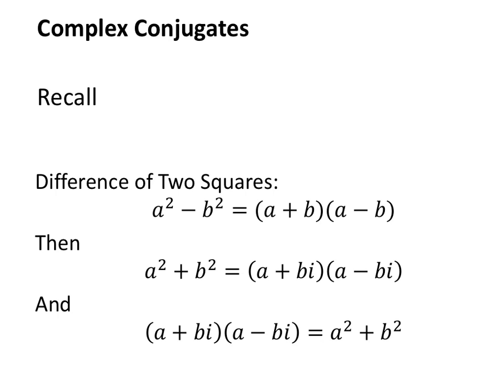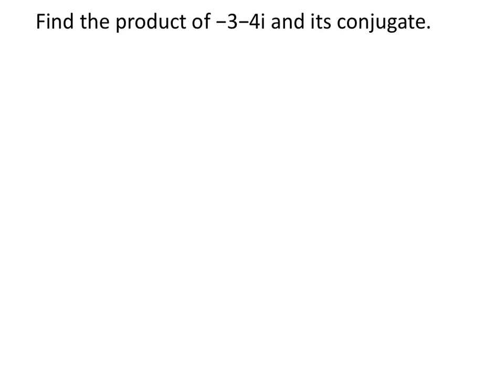So if you see a squared plus b squared, then it's going to give you the 2 conjugates, as long as you know what a and b are. But again, it's going to include that i value stuff. Find the product of negative 3 and negative 4i and its conjugate.